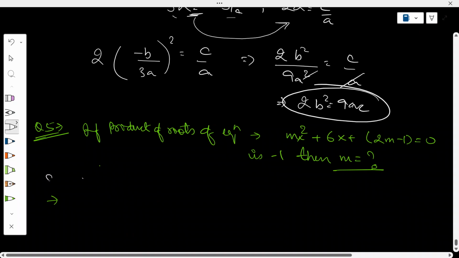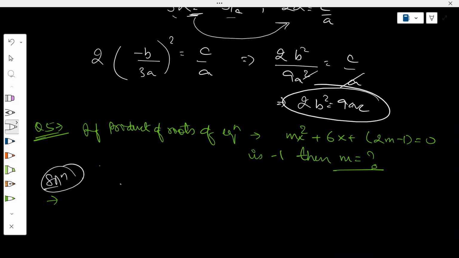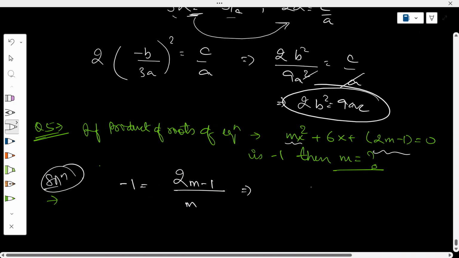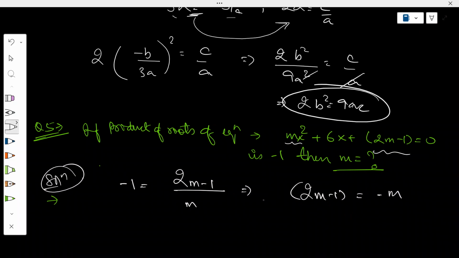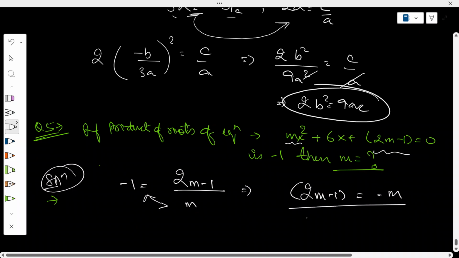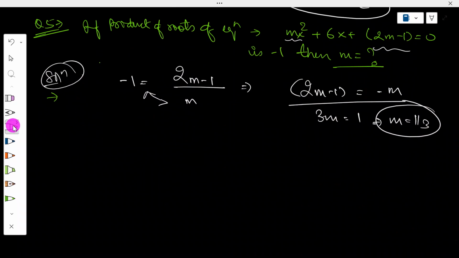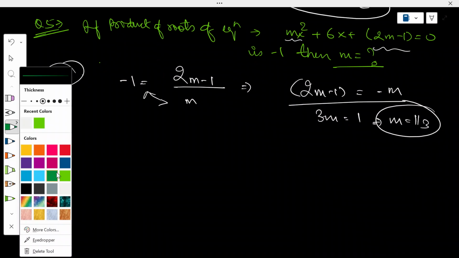So you know that the product of roots is minus 1, which will be equal to c by a, and c here is 2m minus 1 divided by a is m. This implies that 2m minus 1 is equals to minus m. So it will be 3m is equals to 1 and m would be equal to 1 by 3. So our answer would be m is equals to 1 by 3. So it's a very simple question.